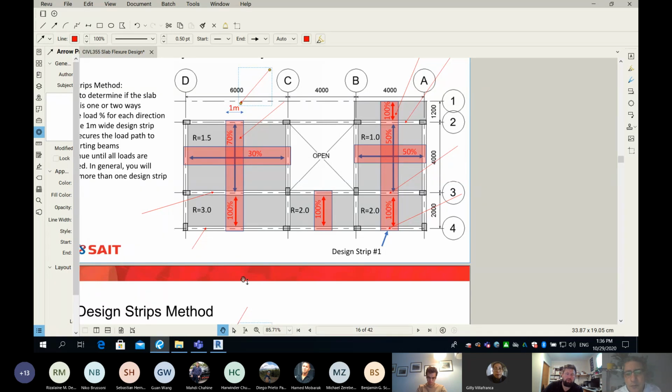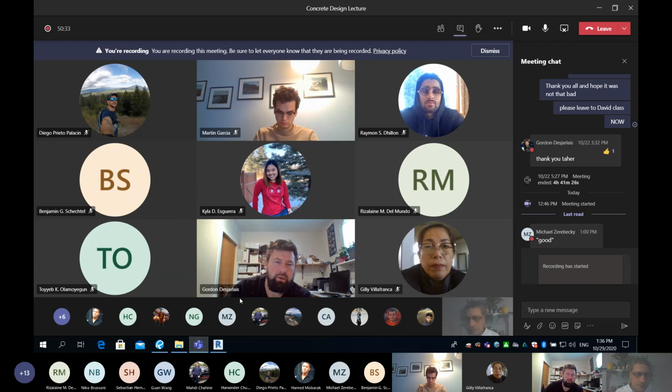Sorry, I have a quick question. Go ahead. So when you're using that design strip, your trip width is the same as your design strip width, is what you're saying, right? Always 1 meter. For slab design strip, the width is always 1 meter. Okay.